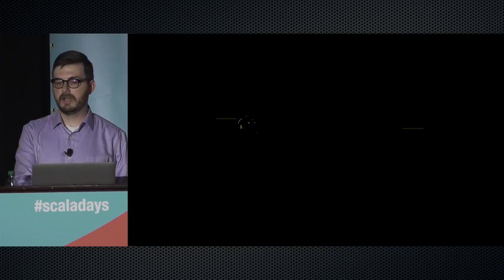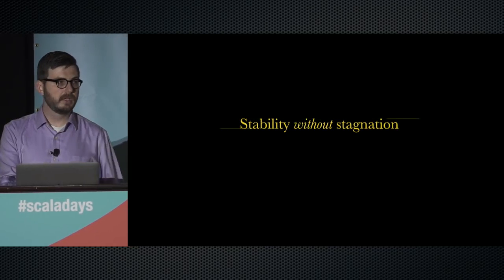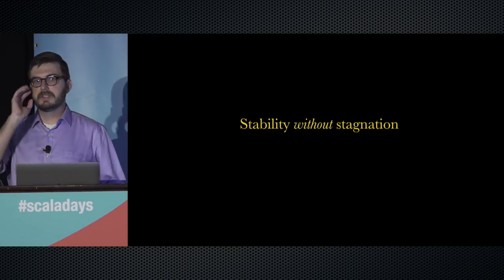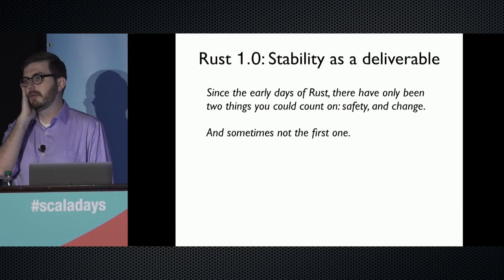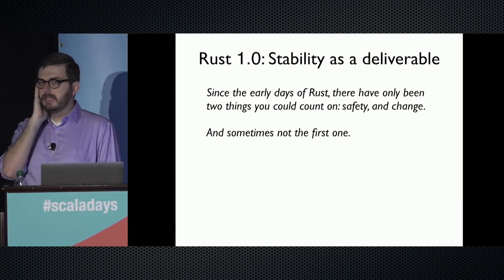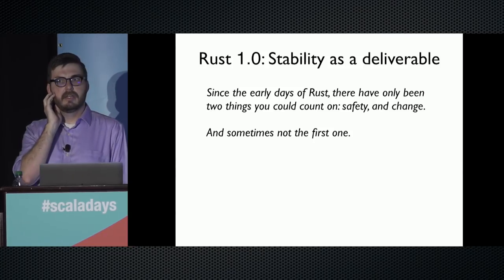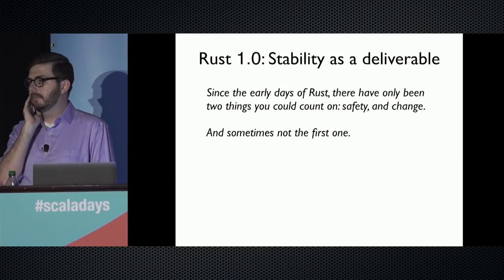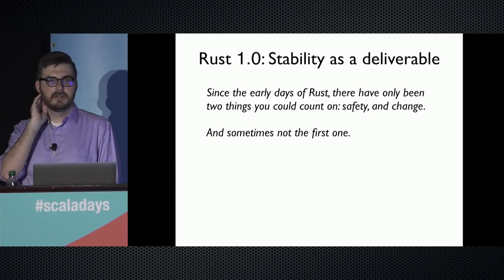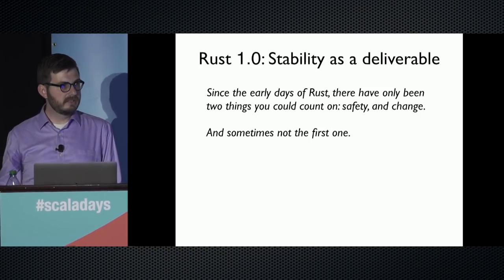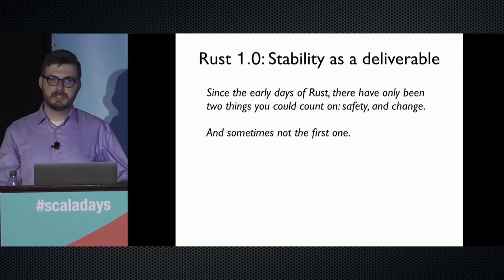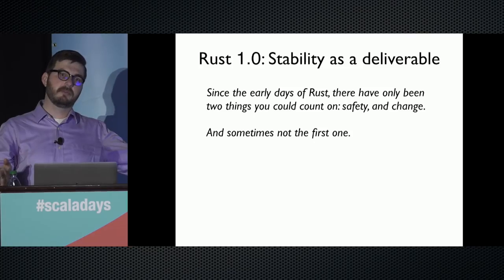All right, final pillar, stability without stagnation. So this is basically more about the community and policies and process and how we develop Rust. If you followed Rust development at all, the 1.0 release is fairly recent. It came out in 2015. But Rust was under public development for a long time before then.